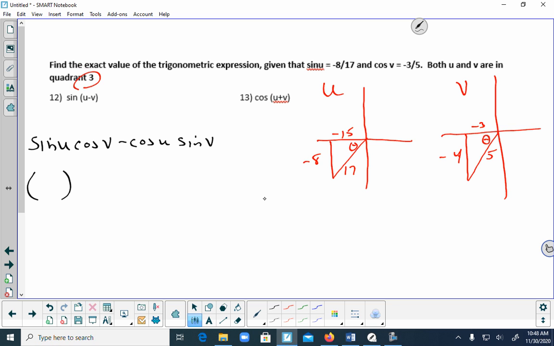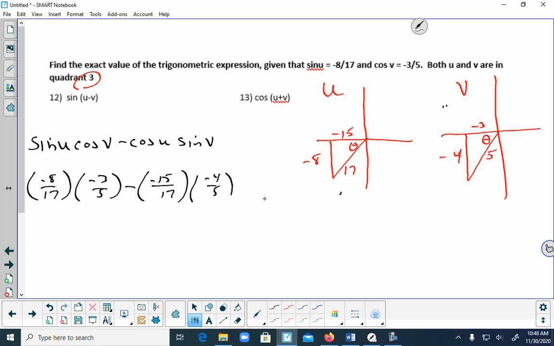So the sine of u, this is u, the sine is negative 8/17. The cosine of v, so now I'm looking from this triangle here, v, cosine is negative 3/5, adjacent and hypotenuse. And then I'm going to have a minus sign. The cosine of u, so now I'm looking here, cosine would be negative 15/17, and the sine of v is negative 4/5.